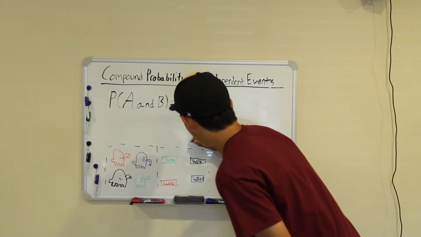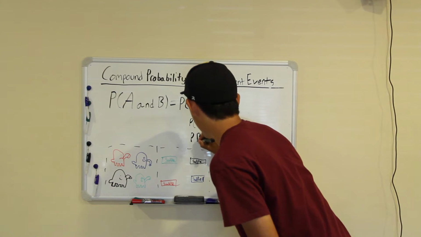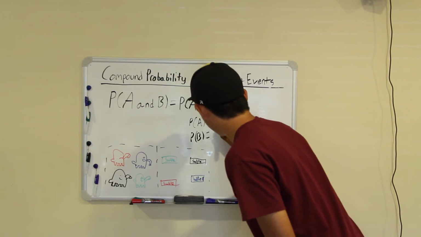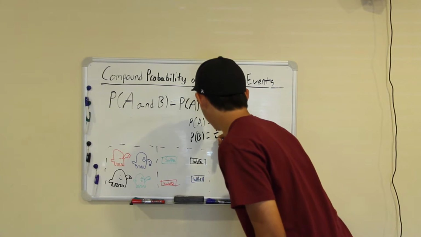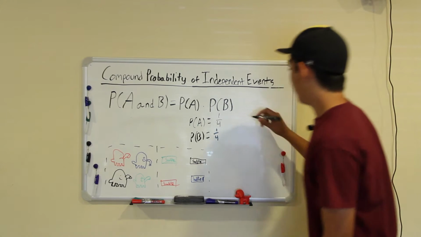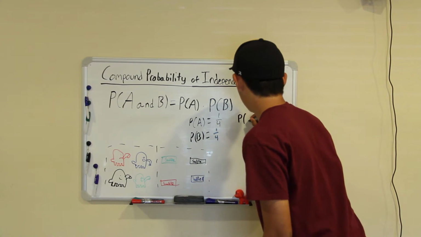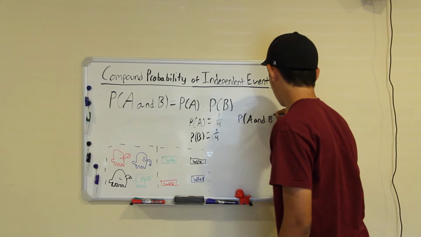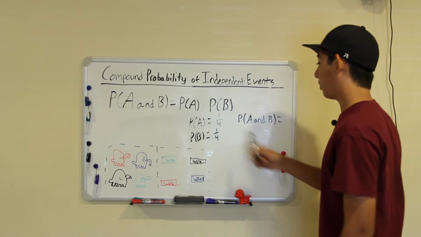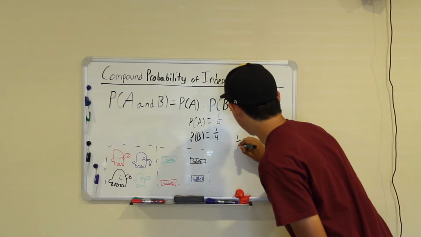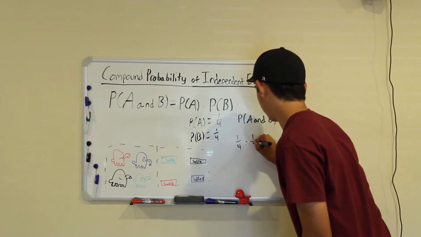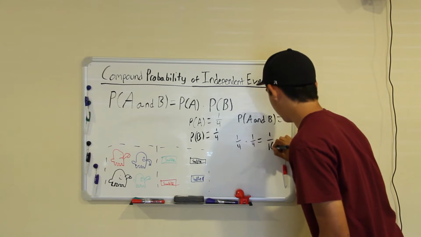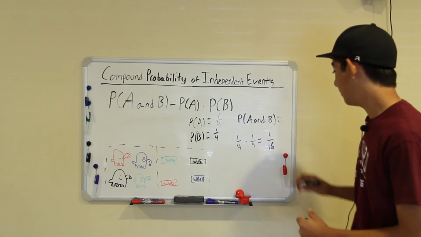And we're going to say that the probability of B is equal to the chance that I get the green saddle. And there's 1 green saddle out of the 4 total. So the probability of B is 1 over 4. So the probability of A and B is equal to probability of A times probability of B. So it'd be 1 over 4 times 1 over 4, which is equal to 1 over 16. And that's our answer.